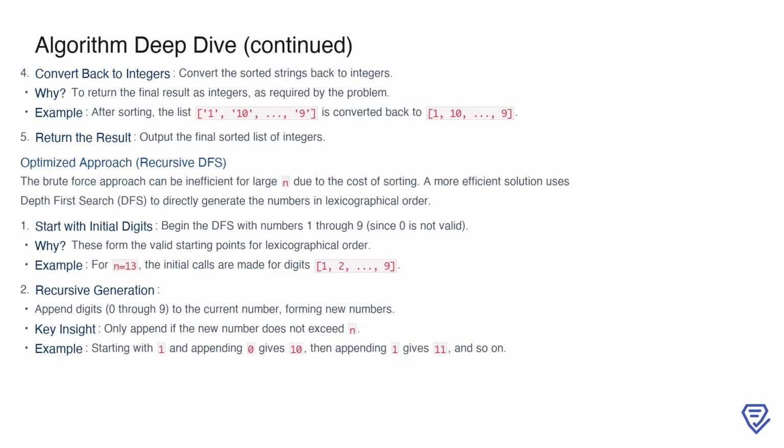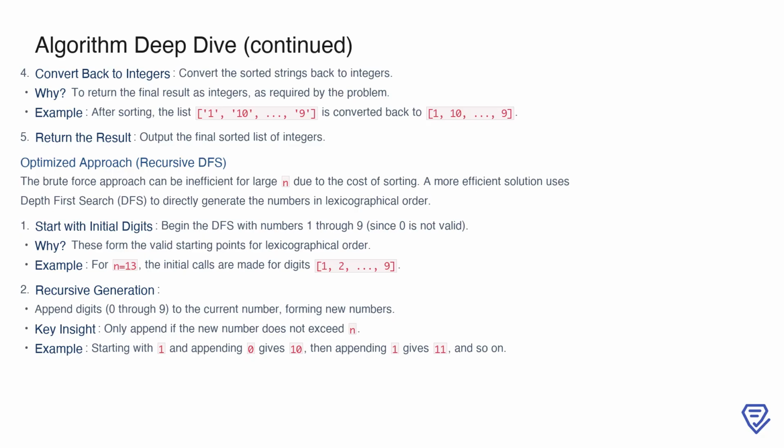Once the list of strings is sorted lexicographically, we convert the strings back into integers. This final conversion step is necessary because the problem requires the output to be a list of integers. For instance, the sorted strings 1, 10, 11, through 9 are transformed back into the integers 1, 10, 11, through 9. This gives us the final result, which can now be returned.